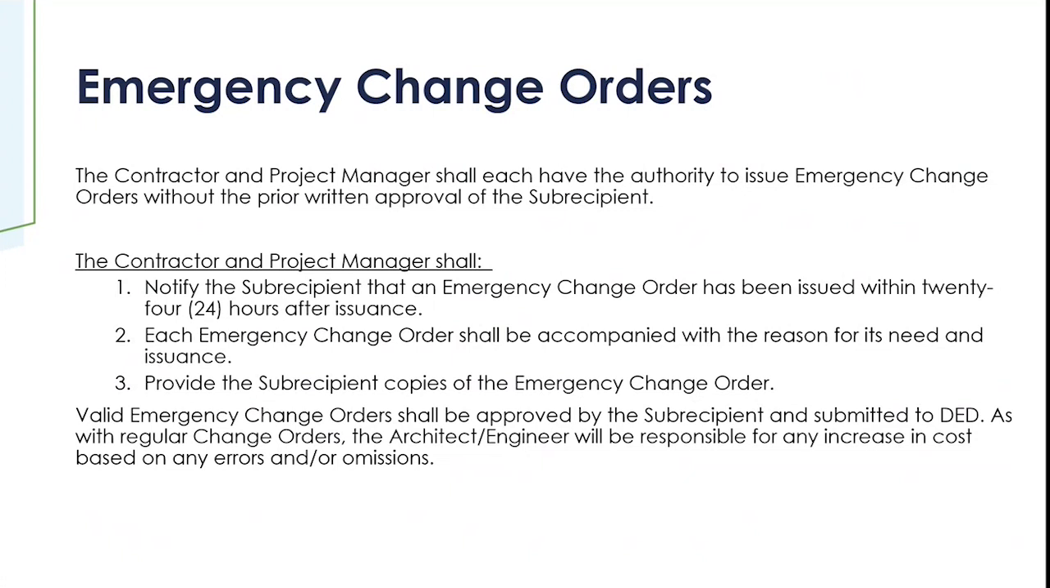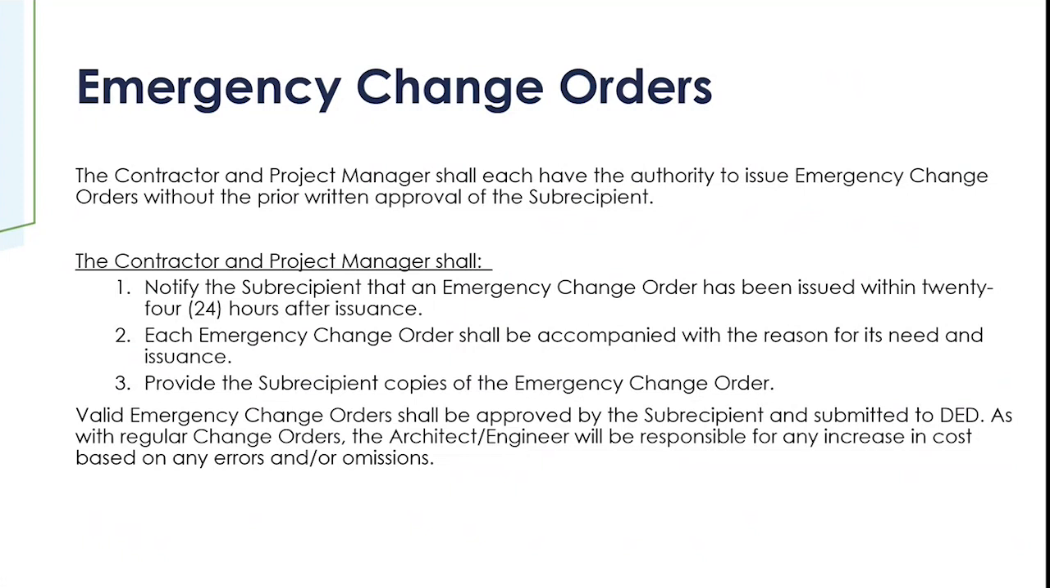Again, sometimes a change order is required and there may not be time to go through that formal process. So in the event of an emergency change order, the contractor and project manager will both have the authority to issue any necessary emergency change orders without the prior written approval of the subrecipient. However, if that does occur, it is the responsibility of the contractor and project manager to notify the subrecipient within 24 hours after issuance that the emergency change order has occurred. Just like a regular change order, an emergency change order must be accompanied by a justification for the need, and all copies of the emergency change order must be provided to the subrecipient.